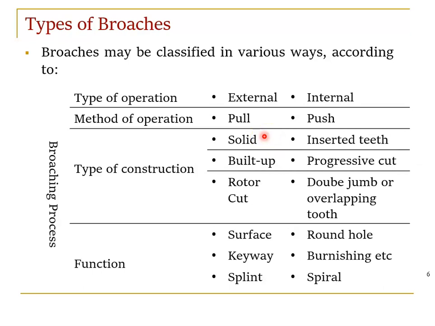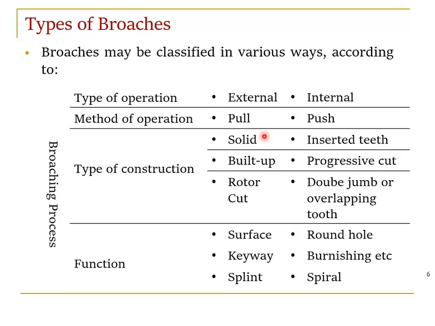The final part is functions. Function in the sense, what are the functions we are going to do. If we do surface approach, we say it's surface broaching. If we do keyway, we say keyway. Spline, the curvatures we call spline, so if we do that, it is spline broaching. We can also do roughing tool, burnishing, and even spiral broaching. All of these are based on the functions.